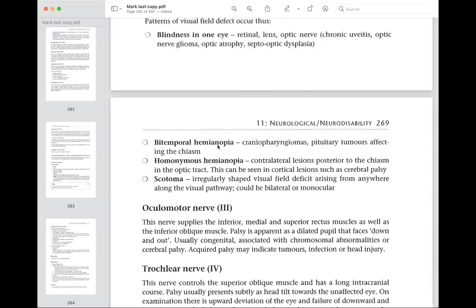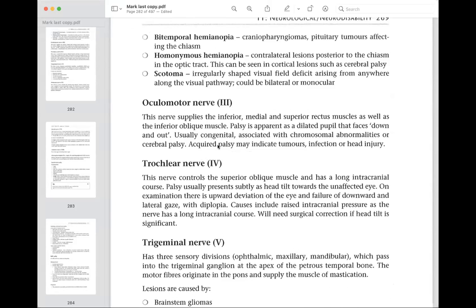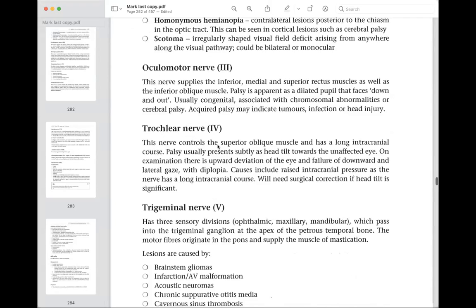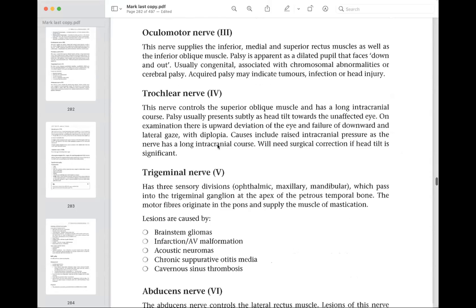Okay, so we are done with the oculomotor, trochlear and abducent nerves. Let's go to the trigeminal nerve. It has three sensory divisions, ophthalmic, maxillary and mandibular, which pass into the trigeminal ganglion at the apex of the petrous temporal bone. The motor fibers originate in the pons. As we read, pons is for 5, 6, 7 and 8. So the motor fibers originate in the pons and supply the muscles of mastication.